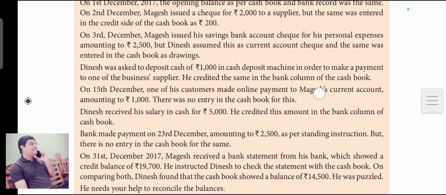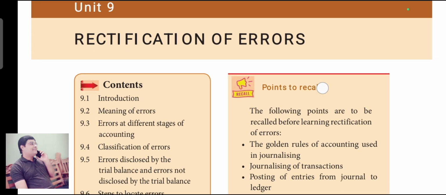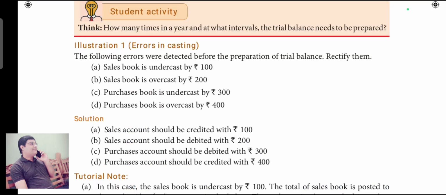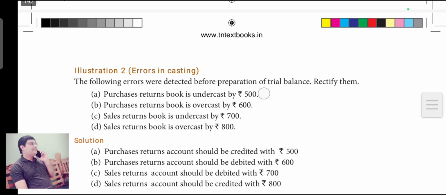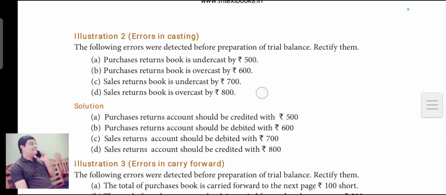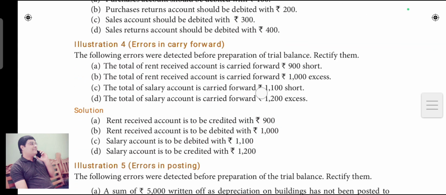Now we'll move on to next chapter, ninth chapter, rectification of error, which is a very easy chapter to score high marks. In this ninth chapter, illustration 1, page 184, illustration 2, page 185, illustration 3, illustration 4 is important.